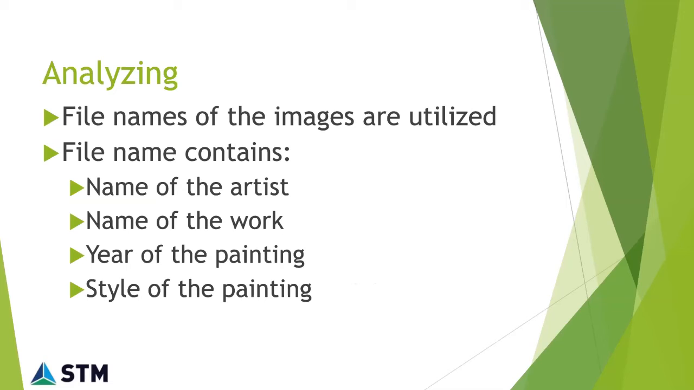Then comes the analyzing phase. We have a lot of clusters with a lot of paintings in them, more than 25, and we analyze the clusters by their file names. The file names were written as the name of the artist, name of the work, year of the painting, and style of the painting. So following the clustering operation, the produced clusters are analyzed using the file names of the paintings in the clusters. The file names contain the four pieces of information I mentioned, and the year if possible, as some older works do not have a year.